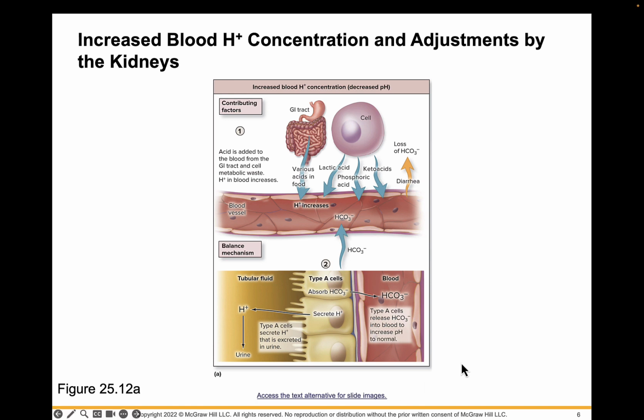The first thing that we're looking at here is the type A cells. These are the cells that will come into play when blood becomes acidic. And if we look at what's happening, basically remember the processes of reabsorption and secretion. Within the type A cells, we're going to see the reabsorption of bicarbonate into the blood, and that should make sense. We're talking about an acidic condition, and we're going to be adding a buffer. The other thing that's happening is hydrogen ion will be moving in the opposite direction, and it's actually going to be secreted into the tubular fluid.